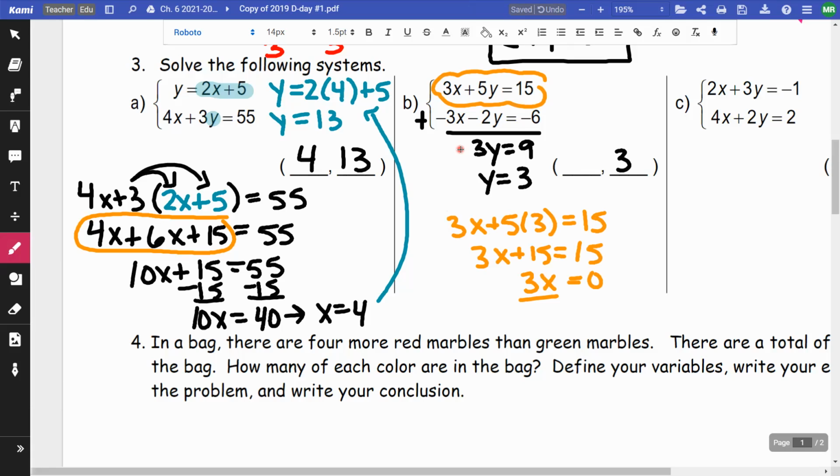Now, this is where some of us are having trouble. When you divide 0 by 3, you get 0. It's not undefined. Only if I had 0 on the bottom would it be undefined. So my solution is 0 comma 3.